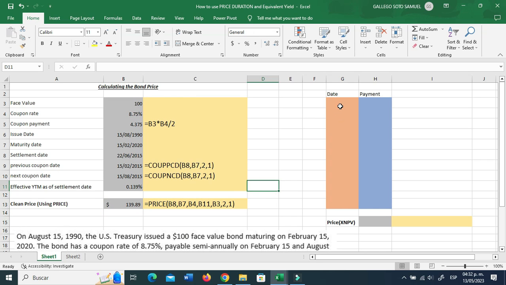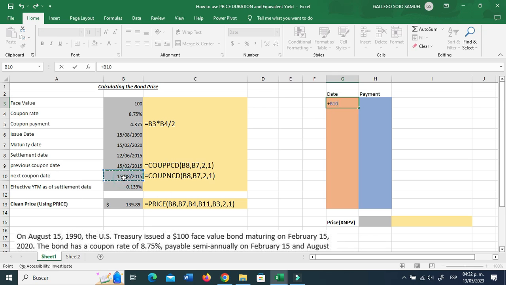Now let's just go ahead and do that using the XNPV value. For the next coupon, of course, which is the one we're going to be getting, it's going to be coupon next, the one that we already have calculated before.